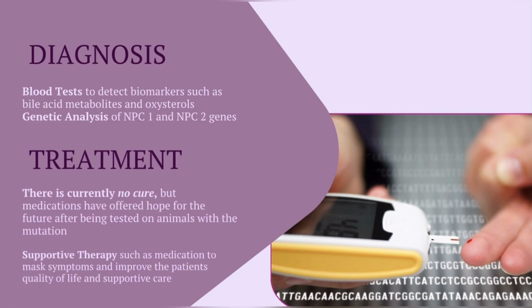As far as diagnosis goes, there are blood tests to detect biomarkers such as bile acid metabolites and oxysterols. There's also genetic analysis, which finds mutations of the NPC1 and NPC2 genes. For treatments, there is supportive therapy such as medications to mask symptoms and improve the patient's quality of life. But since there is currently no cure, that's as far as we can go right now. Although there have been a lot of improvements, and medications have been tested on animals with the mutation, and it's offered a lot of hope for the future.